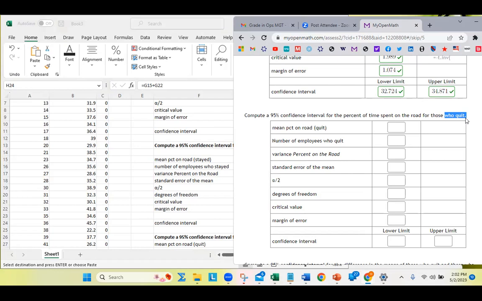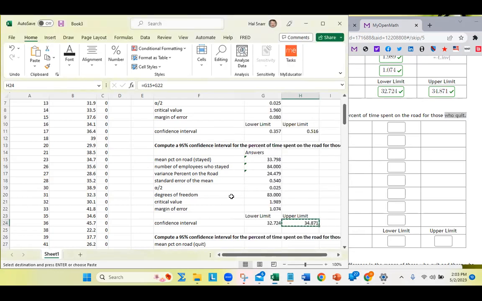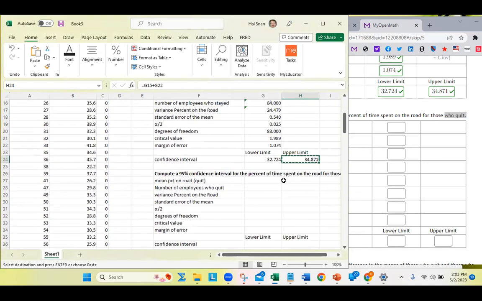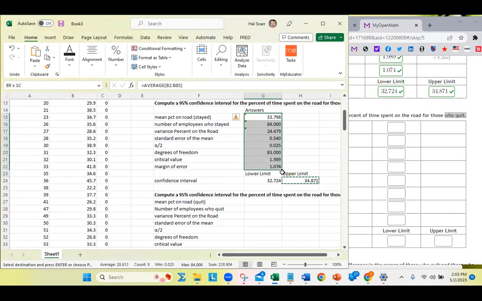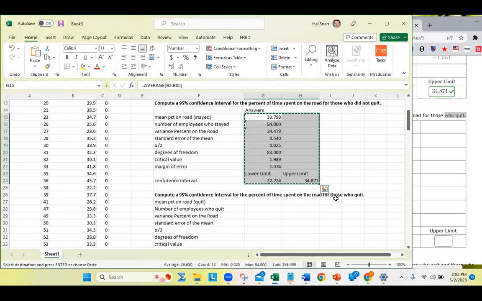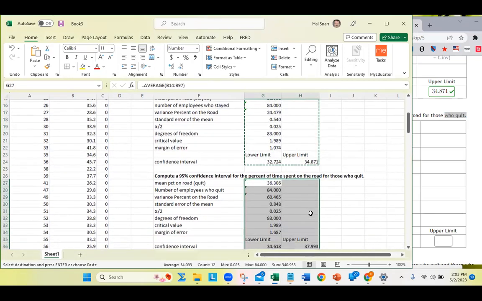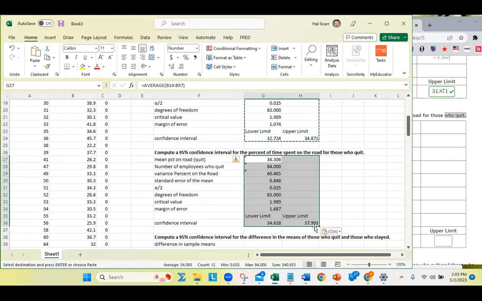So I'm going to give you a third layer of building confidence intervals, right? But this time we're going to do it for people who quit. So down here, we want the average. What I'm going to do is copy these answers, the ones we just did, and paste it down here. Now, these numbers are wrong, right? I just pasted it so I don't have to do all the typing.